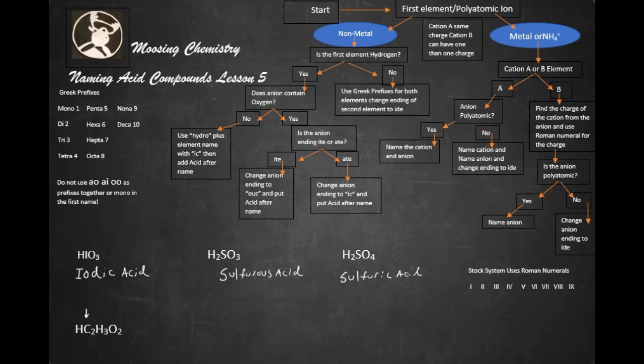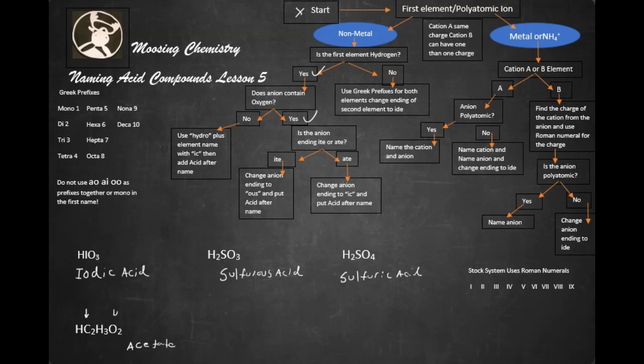You could go through and say, okay, here's your start there. Is the first element hydrogen? Yes, it is. Does it contain oxygen in the anion? Well, yeah, sort of, because you've got oxygen right here. But it's not an ITE or ATE in this case. This is called acetate. Okay? So it has its own naming system. Acetate.